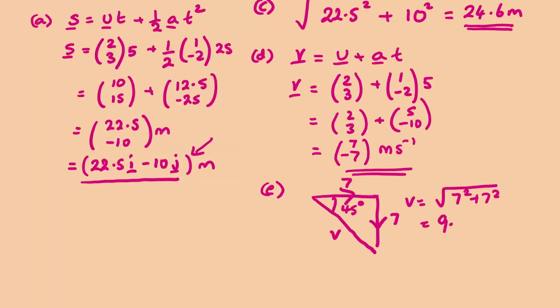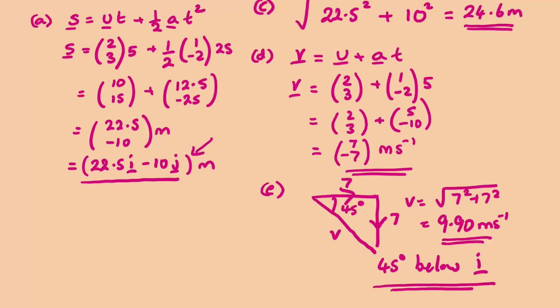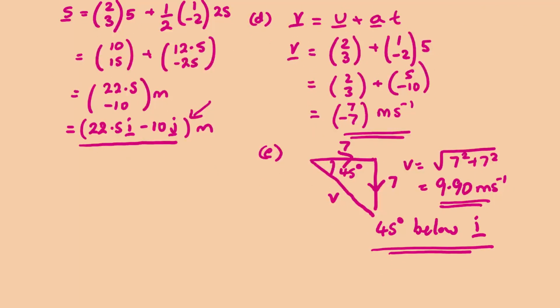So 9.90 meters per second, 2 decimal places, and 45 degrees below i, or negative 45 degrees, or whatever you wanted to call that. But 45 degrees below i, together with this diagram, really does describe the direction.